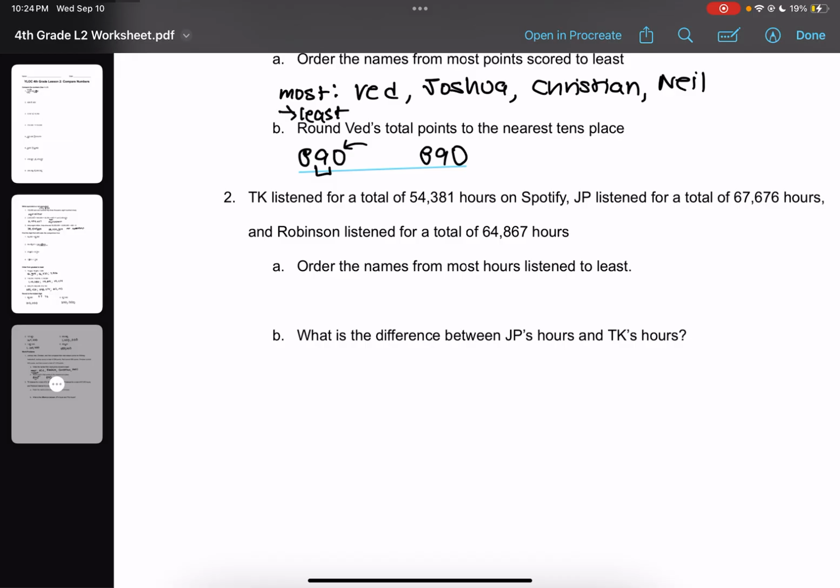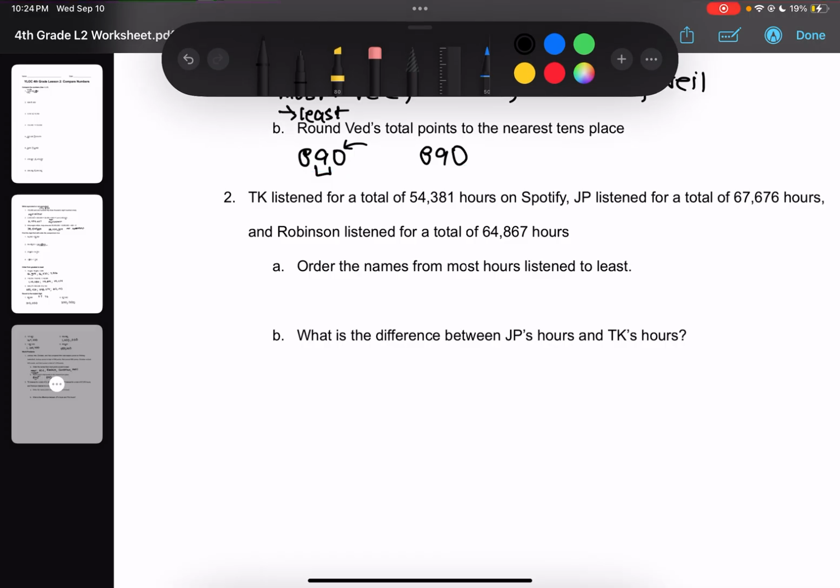Okay, number 2 says TK listened for a total of 54,381 hours on Spotify. JP listened for a total of 67,676 hours. And Robinson listened for a total of 64,867 hours. Order the names from most hours listened to the least. So the most, as you can see, is going to be JP. And then after that, it's Robinson. And then last is TK.